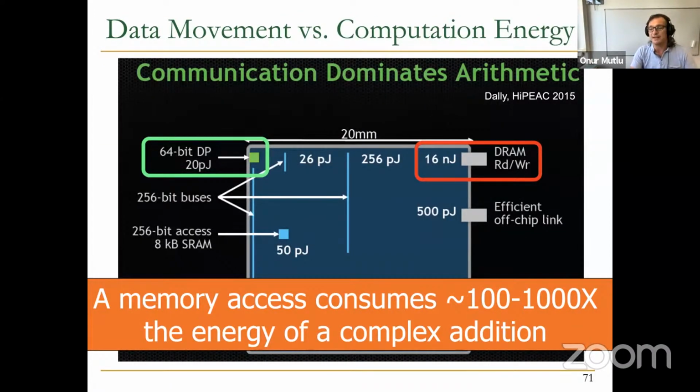And the main reason for this is really the huge disparity between the energy and the latency of data movement versus computation. So if you look at this picture, a complicated floating point arithmetic operation is only 20 picojoules. These are values from 2015. These values have changed, but the trends are similar. Basically 20 picojoules, but the main memory, DRAM, read or write, is 16 nanojoules. That's 800x different. With what I know today, it's somewhere between 2 orders of magnitude and 3 orders of magnitude. Basically, a memory access consumes 2 to 3 orders of magnitude the energy of a complex addition. 800x may be on the higher side today, but it's definitely closer to 200x, 300x potentially.